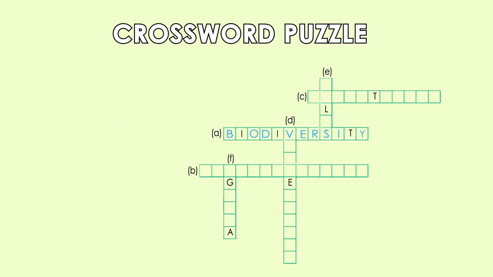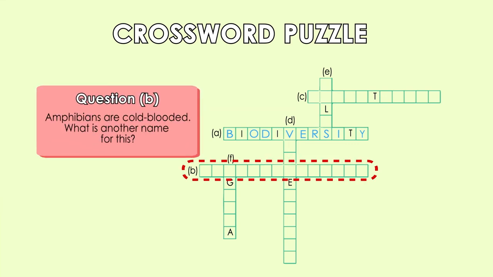Now, let's go to question B. Amphibians are cold-blooded. What is another name for this? There are 14 letters in this word. I am giving you some help to answer the question. It starts with the letter P. Correct! Poikilothermic. It means they can change their body temperature according to surrounding temperature.